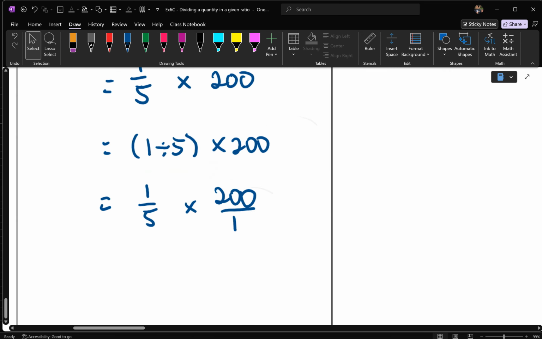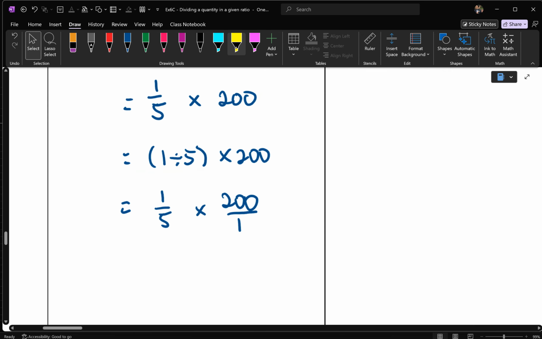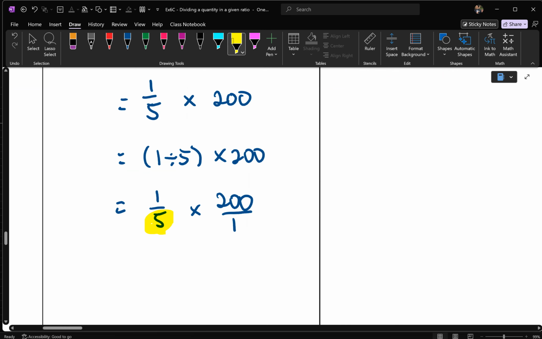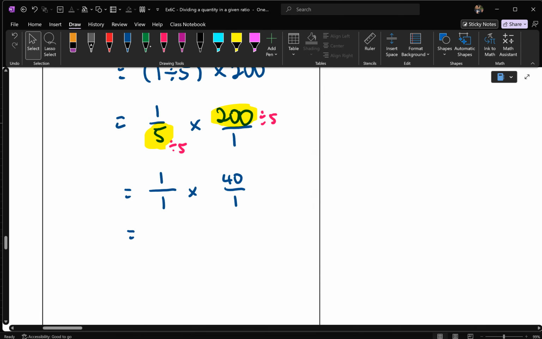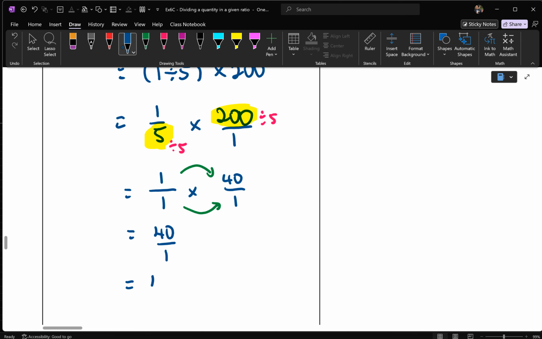And you see if you can simplify anything, and I can already see that 5 and 200 have something in common. They both have a factor of 5. So I can divide them both by 5, and that simplifies it down nicely. 5 goes into 5 once, whilst 5 goes into 200 40 times. Now when we multiply fractions, top with top, bottom with bottom, it's 40 over 1, which is the same thing as saying 40.